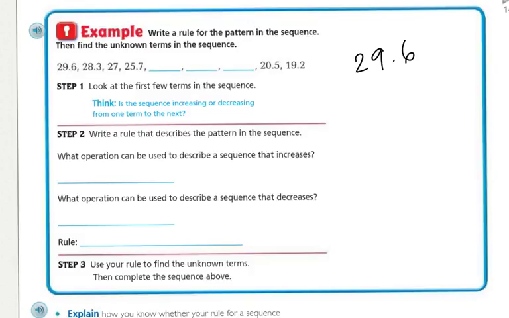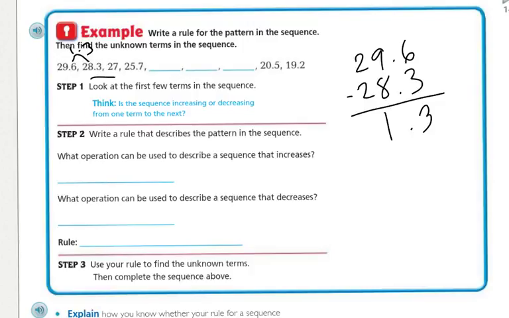29.6 and 28.3. So let's subtract them and just see what the difference is. 6 from 3 is 3, put my decimal point. 9 from 8 is 1. So the difference between these two numbers is 1.3.